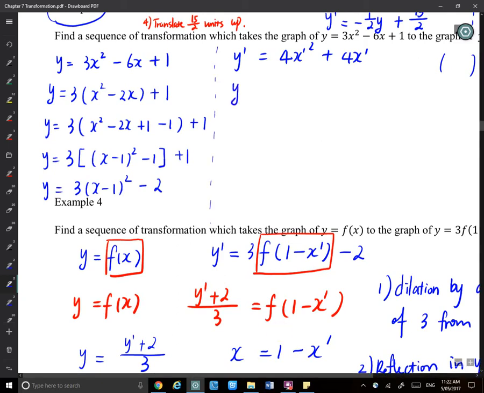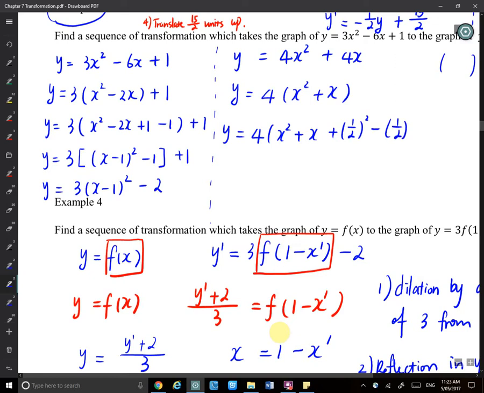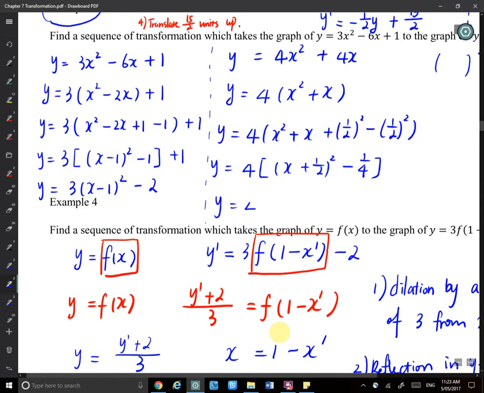And for this side, let's not put the dash on yet. Let's put the dash on later. So y equals 4 times x squared plus x. y equals 4 times x squared plus x plus a half squared minus a half squared. y equals 4 times x plus a half squared minus a quarter. y equals 4 times x plus a half squared minus 1.